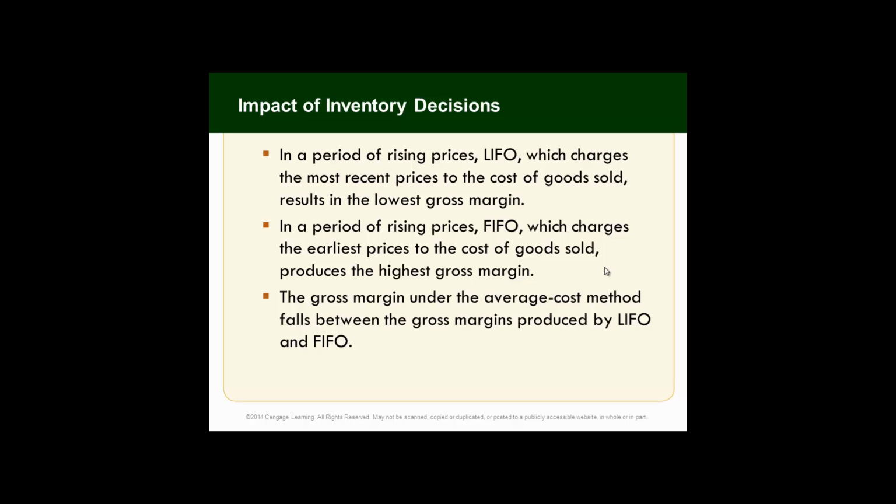So when we take a look at FIFO, in a period of rising costs, which charge the earliest prices to the cost of goods sold, FIFO basically creates a larger net income and a higher inventory value on their balance sheet. The gross margin under the average cost method, you guessed it, falls right in between LIFO and FIFO. So a lot of people think, oh, average cost is easy for me to calculate. It falls in between.